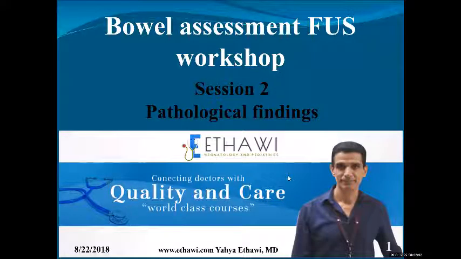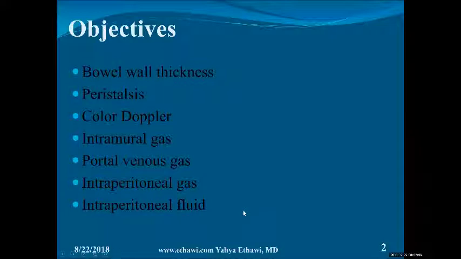So the second session is about pathological findings. We will talk about 13 pathologies. These are bowel thickness, which is thinness and thickness. And then we'll talk about peristalsis, and we'll talk about color Doppler and different types and signs of bowel abnormalities. We'll talk about intramural gas and portal venous gas, and then we'll talk about intraperitoneal gas and fluid.